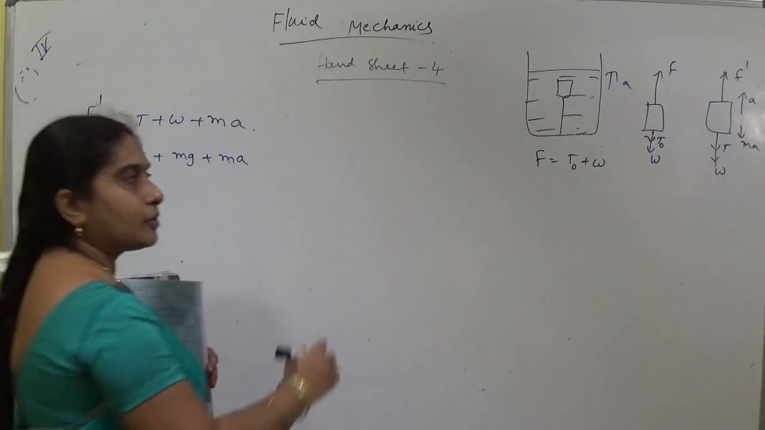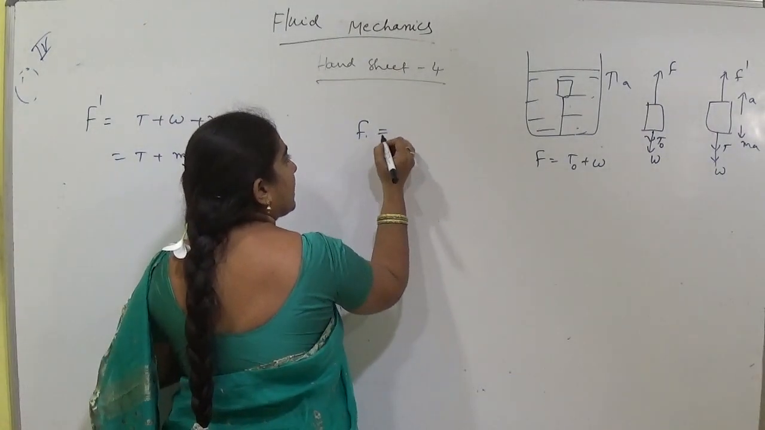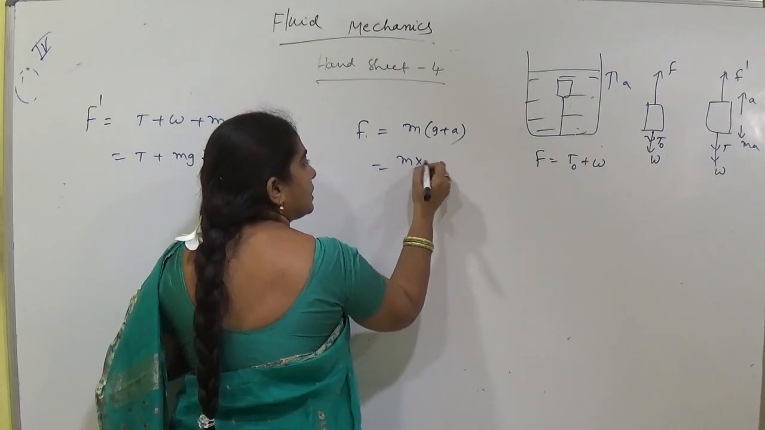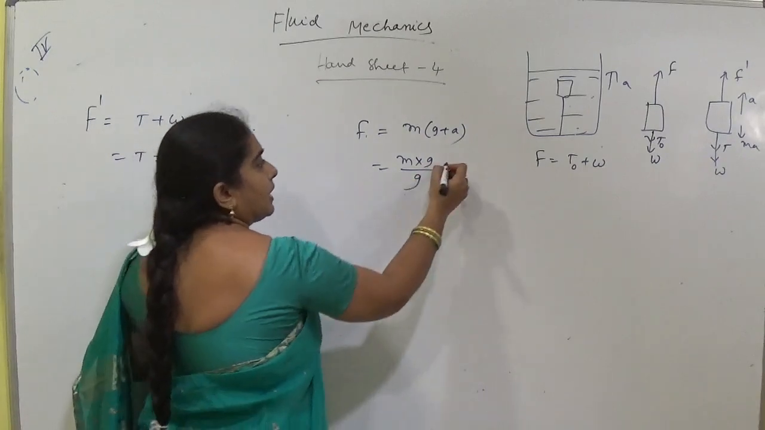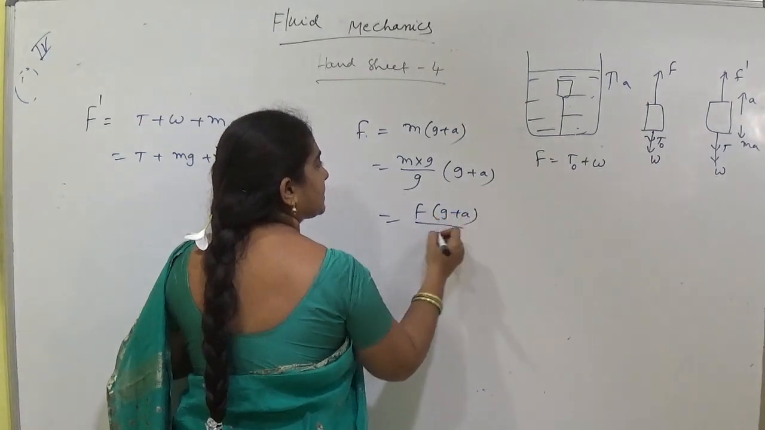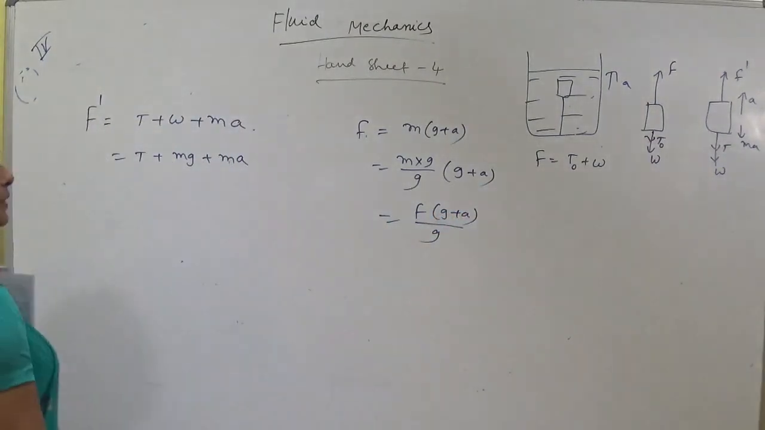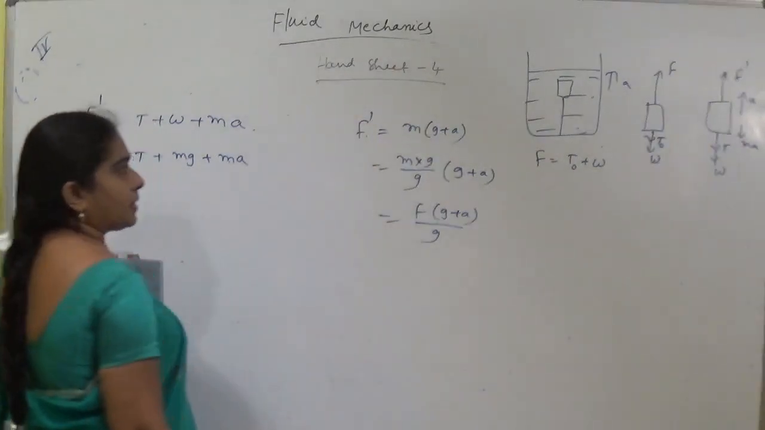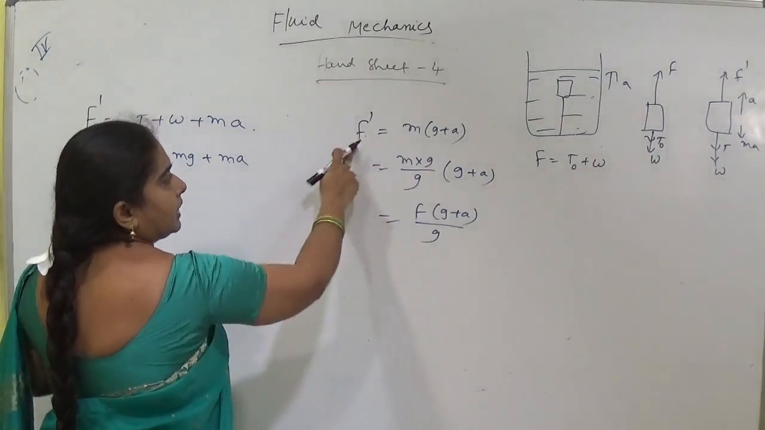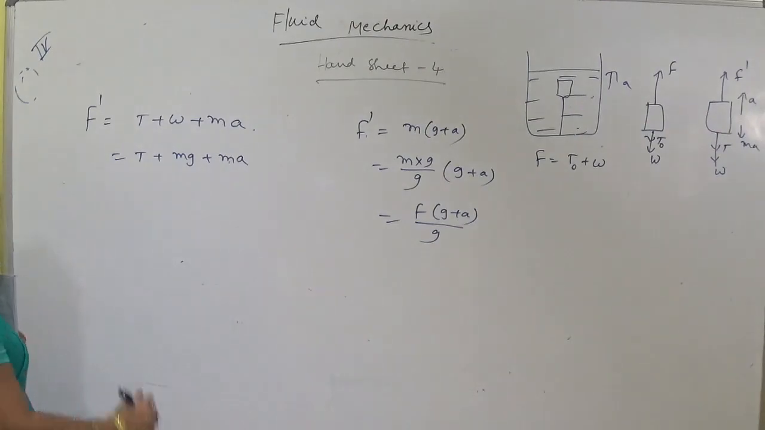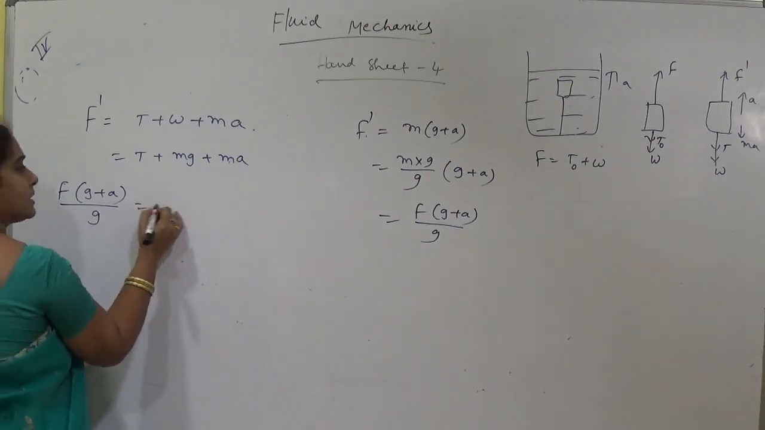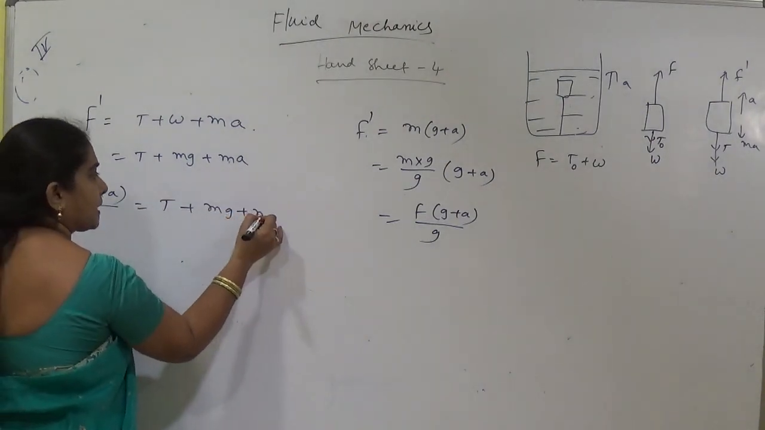We already know the buoyant force FB is m into g plus a. Multiply and divide by g: F into g plus a by g. F prime, the formula for buoyant force when accelerating, is m into g plus a. So F into g plus a by g is equal to T plus mg plus ma.